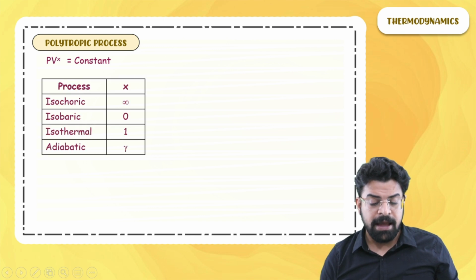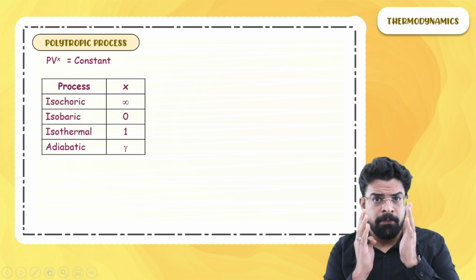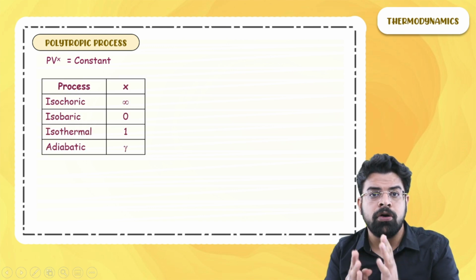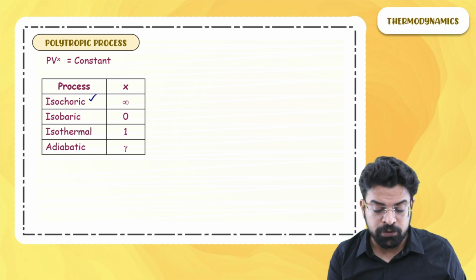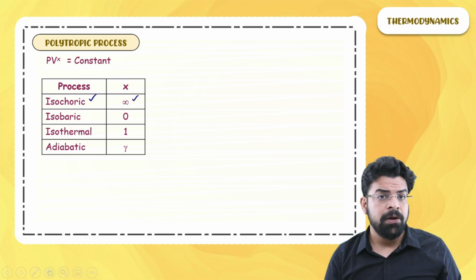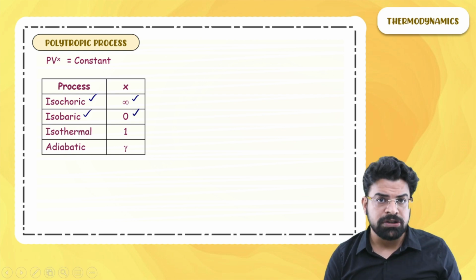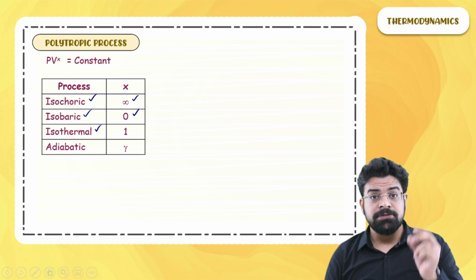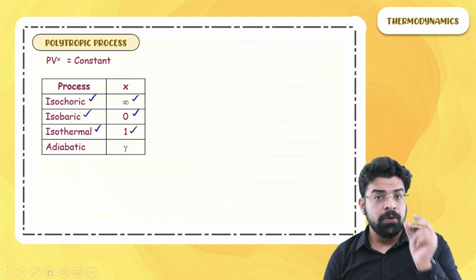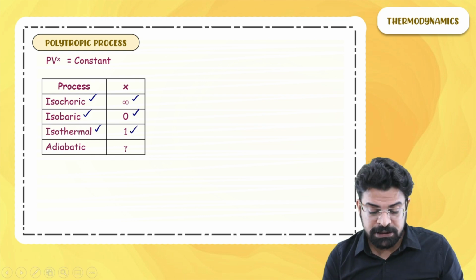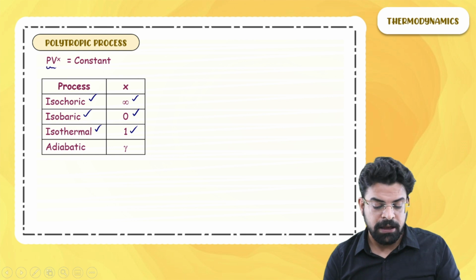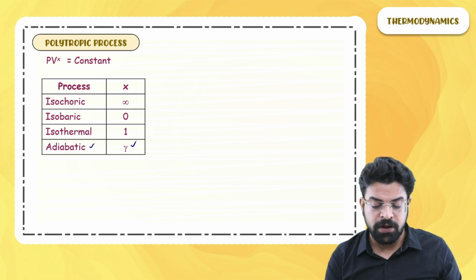So by having different values of x, we can get different processes from the polytropic process. For an isochoric process, substitute x as infinity. For an isobaric process, substitute x as 0. You get P equals constant. For an isothermal process, substitute x equals 1. You get PV becomes constant. And for an adiabatic process, you should substitute x equals gamma. Such an easy thing. Now what you have to remember are the following things for a polytropic process.